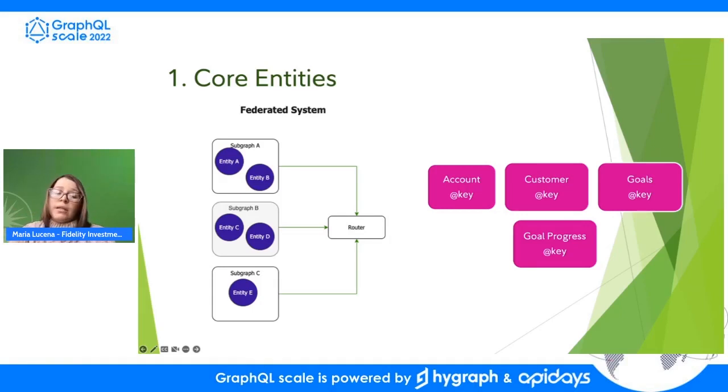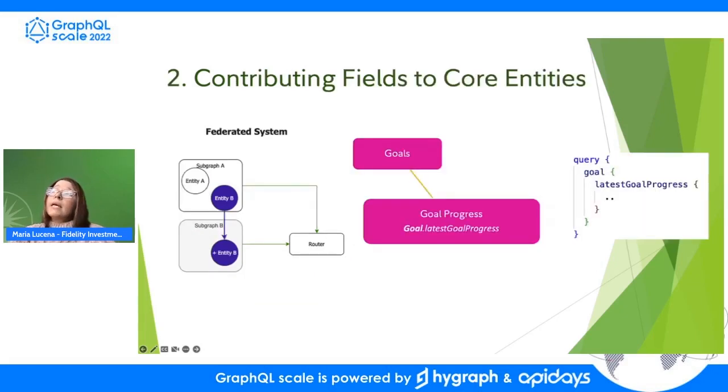And as I mentioned, Apollo's documentation is really good at showing what is needed for the syntax and what is needed on the back end for your resolvers. The second pattern is contributing fields to core entities.